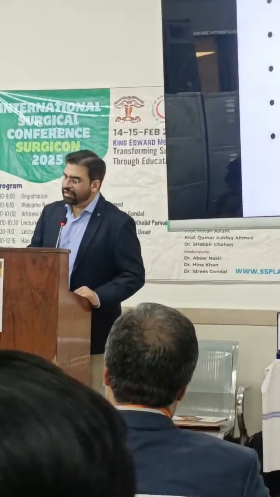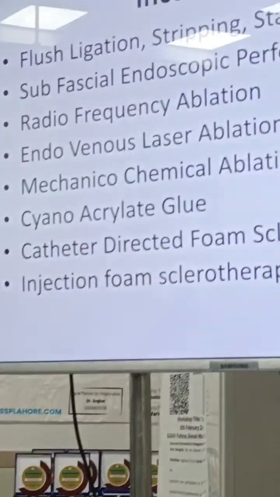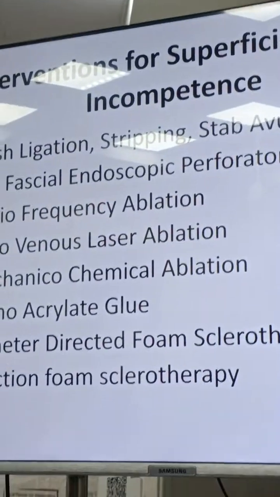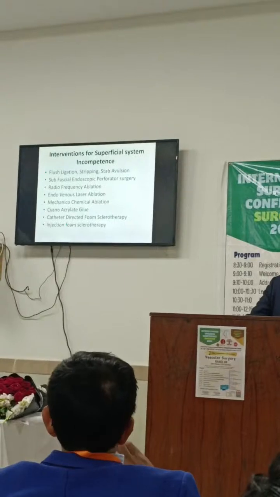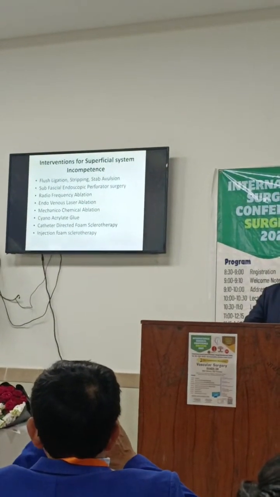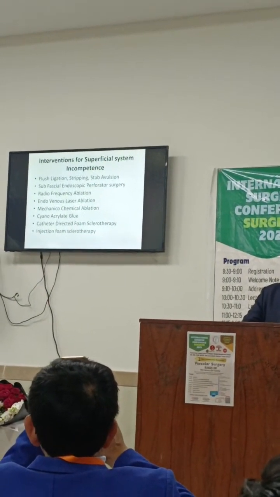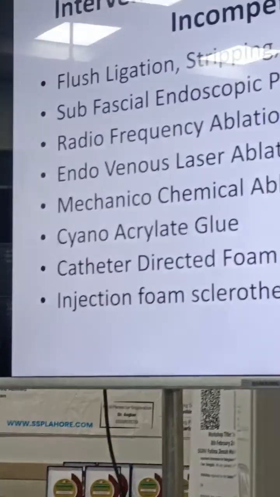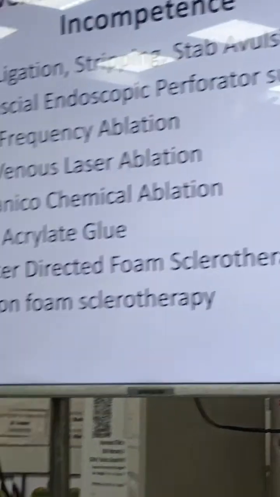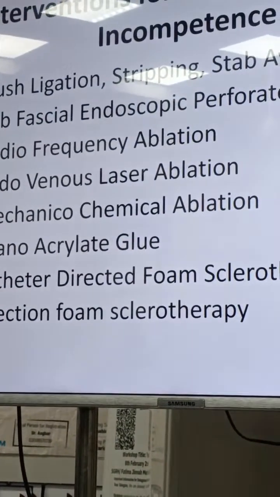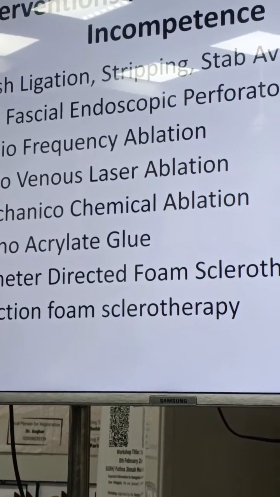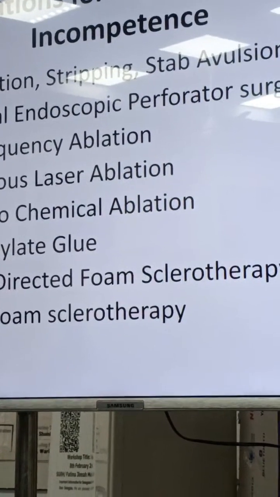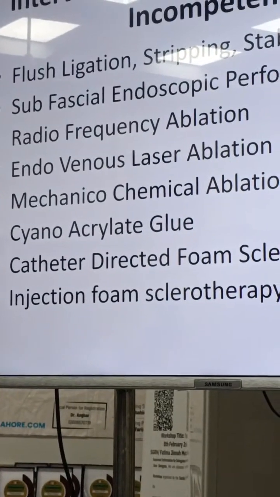Now, what are the interventions you can offer to this patient? There are surgeries which you all know: classical flush ligation, stripping, stab avulsions, and then for perforators, subfascial endoscopic perforator surgery. These are all radical measures. These are surgical procedures. Then comes thermal ablation.